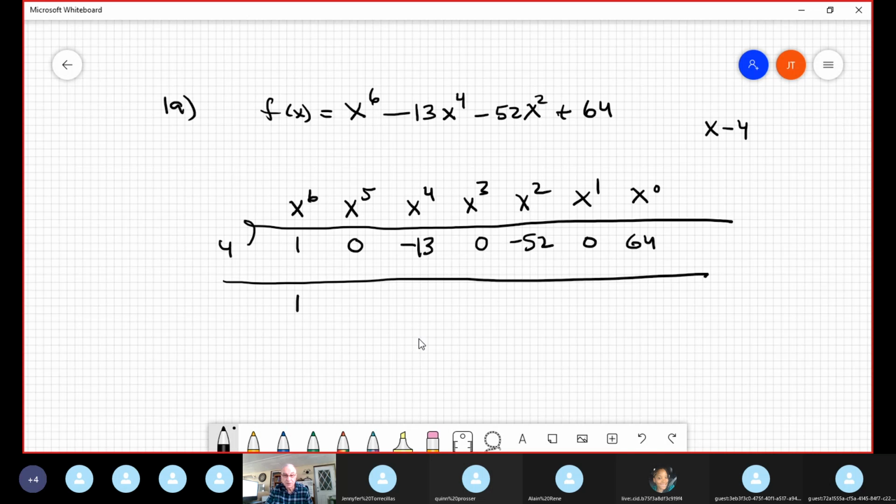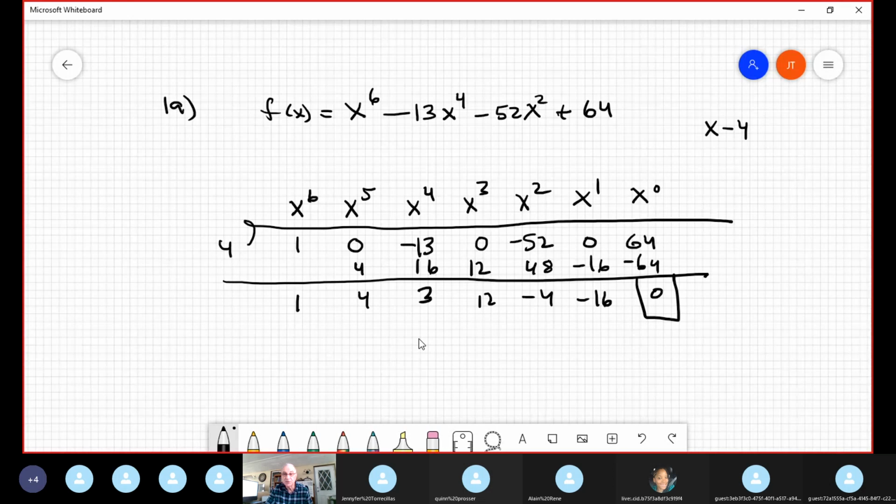Bring down 1, multiplication of 4. 0 plus 4 is 4. 4 times 4 is 16. 3 positive. Multiplication is 12. Adding is 12. 12 times 4 is 48. Positive 48. Subtraction is negative 4. And negative 4 times positive 4 is negative 16. And we combine, it is negative 16. And negative 16 times 4 is negative 64. Wow. The remainder is 0, that means this factor belongs to the polynomial. The answer is yes.